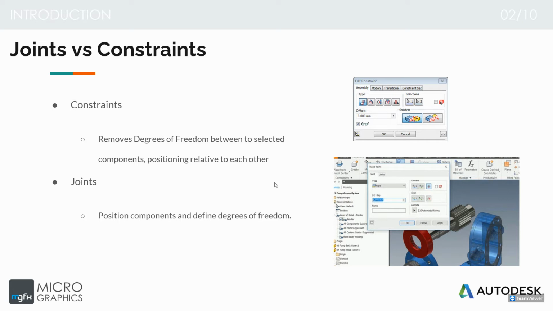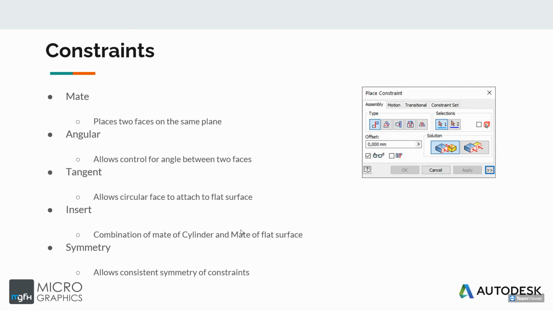Joints, however, will allow you to custom position components and define each of those degrees of freedom. In the next couple of slides, we'll discuss exactly what kind of basic templates they have for defining those degrees of freedom, but it allows you to, for example, say, okay, in the X direction I want to rotate, and I only want to move in the up and down direction, for example. So that's the key difference between the two. One will remove the degrees of freedom, the other will allow you to define them.